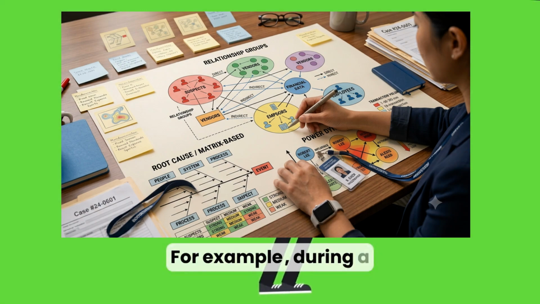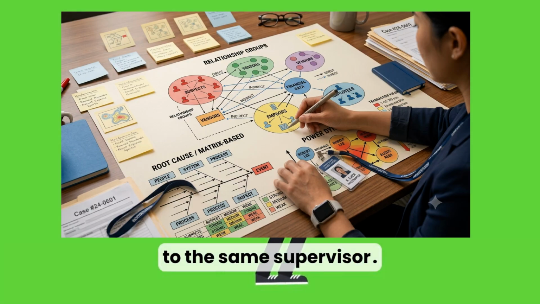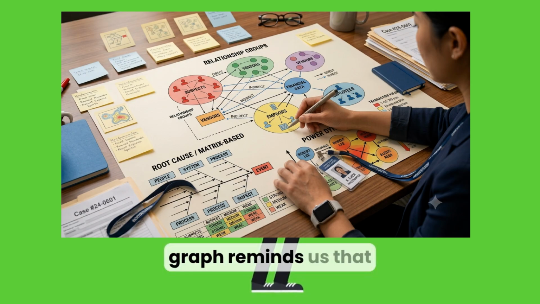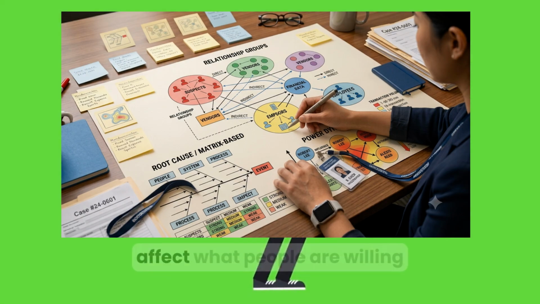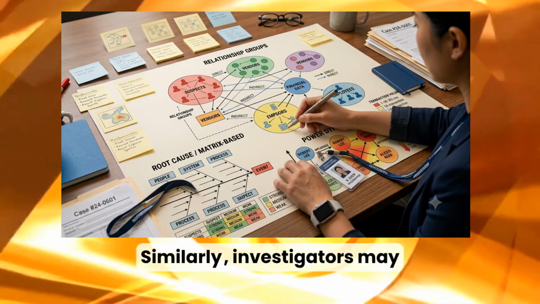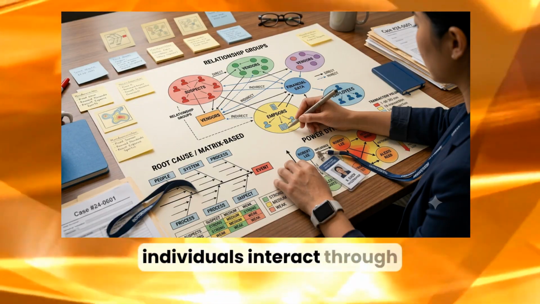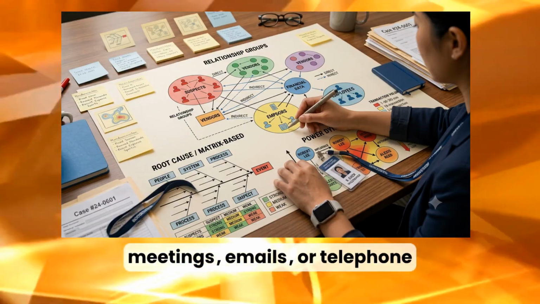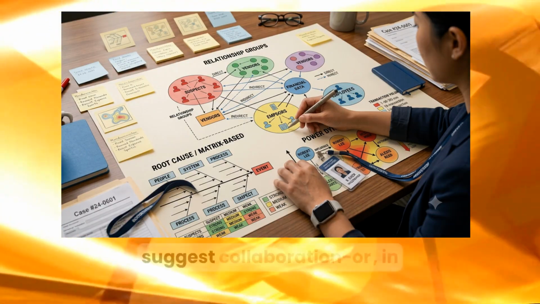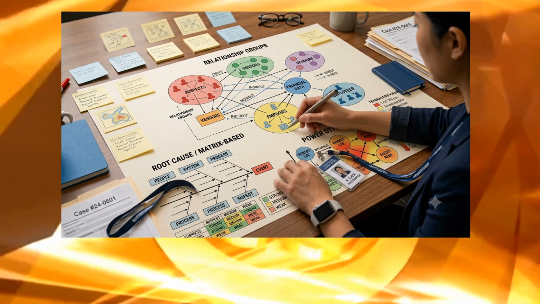For example, during a workplace investigation, several witnesses may report to the same supervisor. Even if each interview appears independent, the relationship graph reminds us that organizational power may affect what people are willing to say. Similarly, investigators may create communication matrices showing how frequently individuals interact through meetings, emails, or telephone calls. Heavy communication between certain individuals may suggest collaboration or, in some cases, collusion.